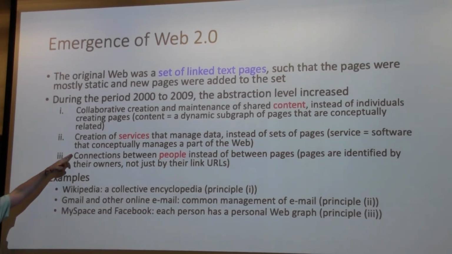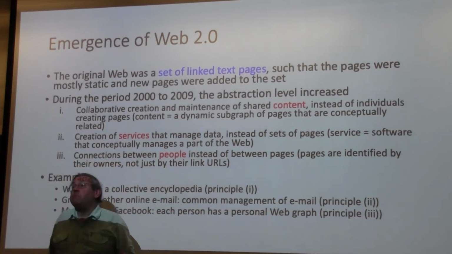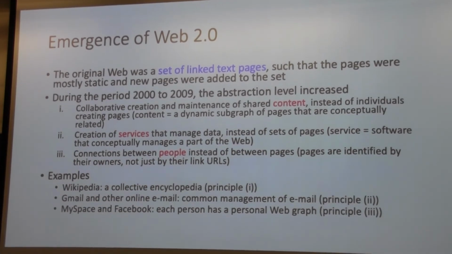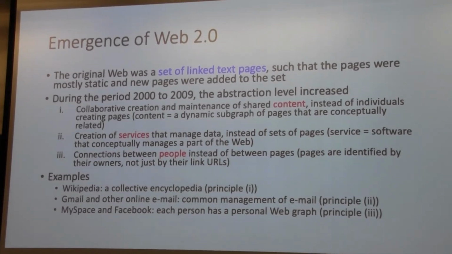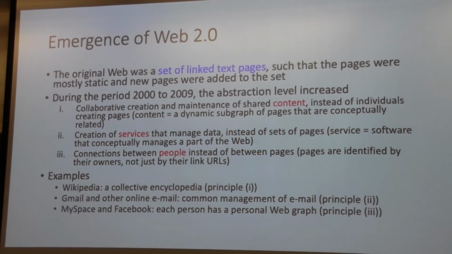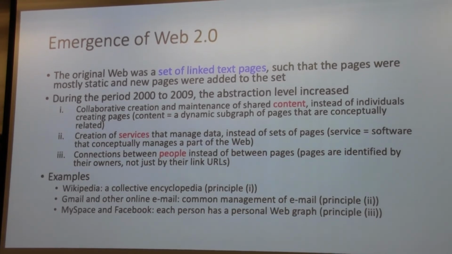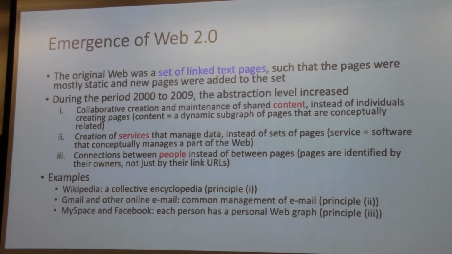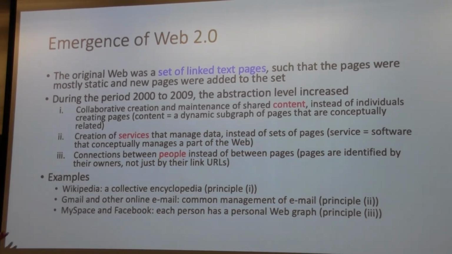And the actual connections, the links between the pages, that's the machine language level. The actual connections are between people. My Facebook page is connected to my Facebook friends. And of course, there's a lot of links in the pages, but conceptually, it's a link between the two owners, the two people. Okay? And that happens for all of the social networks. So you see the abstraction level has increased, and the links between pages is just a kind of machine language.